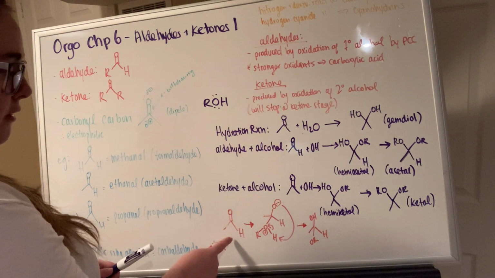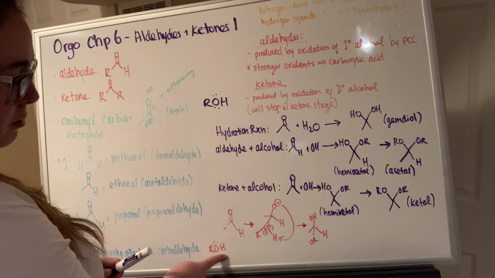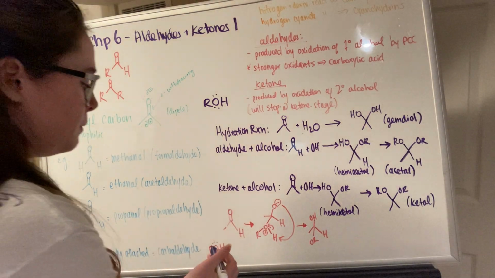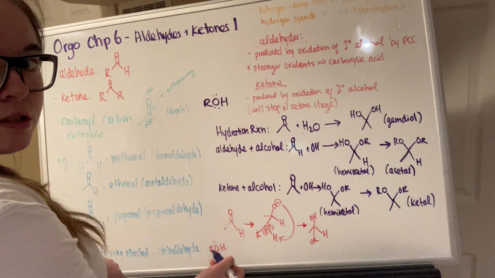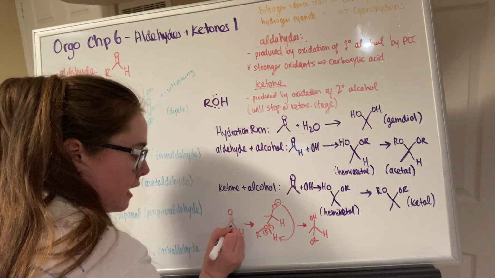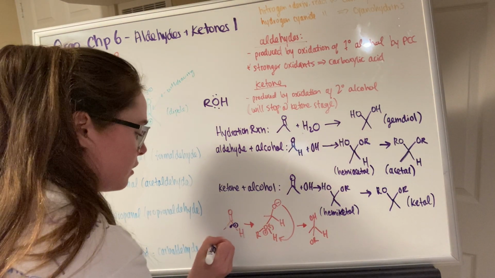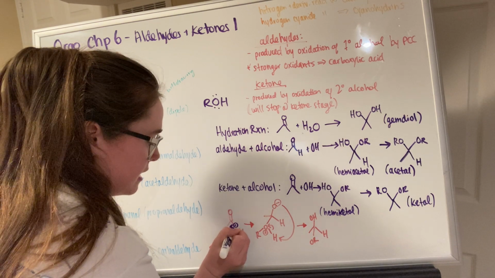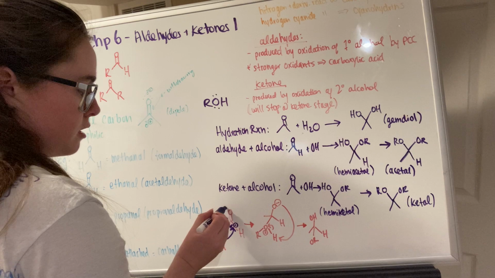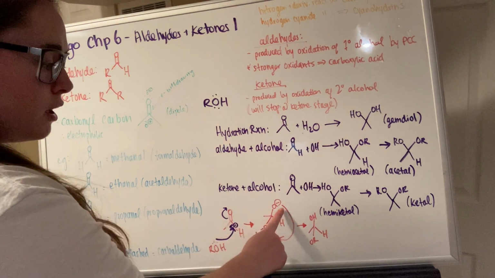So if we have this aldehyde, and we have, like I said, plus this ROH, what's going to happen is the lone pairs on this oxygen, remember how we said this is a partially positive charge on this carbon. So what's going to happen? These lone pairs are going to be attracted to that carbonyl carbon, which is going to force these electrons to move up and break that bond. So then you're going to be left with this.